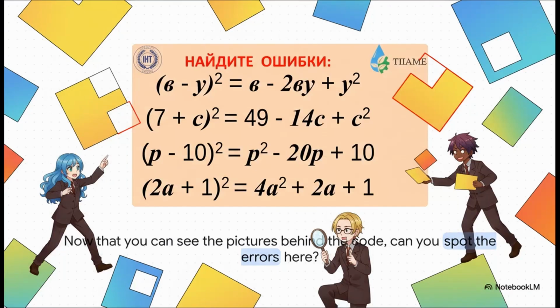All right, one last thing before we go. A little challenge for you. Look at these equations on the screen. They've all got mistakes in them. But don't just try to remember the rules. I want you to try and picture the shapes. Ask yourself, wait, where are the missing rectangles? Did they put the puzzle pieces together wrong? Now that you can see the pictures behind the code, can you spot the errors?